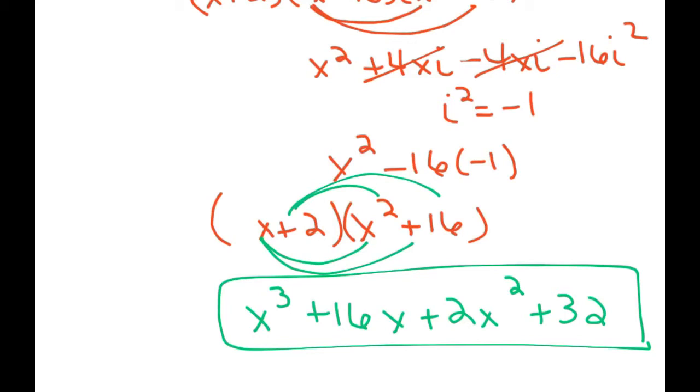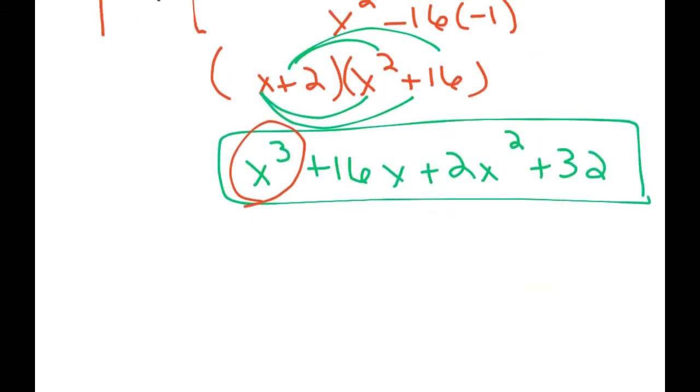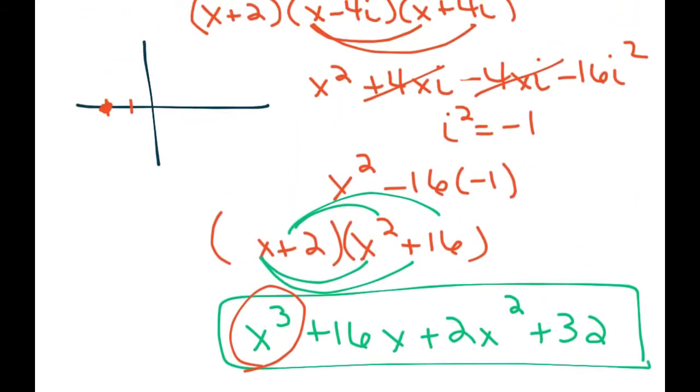Now, what would the graph look like? Well, just as a general sketch, because the graph only has one real solution at negative 2 and the other 2 solutions are imaginary, and because it starts with a positive x cubed, the graph would look something, try that again, like this. It would only touch the x-axis at one location, but it would still go up from left to right.